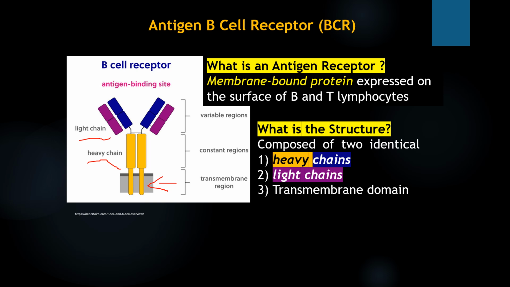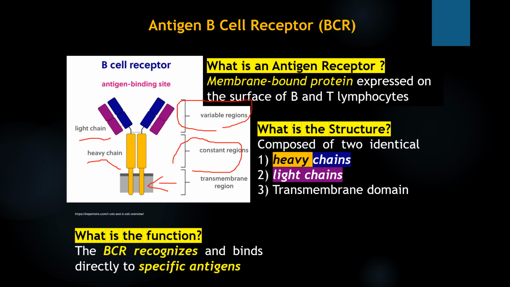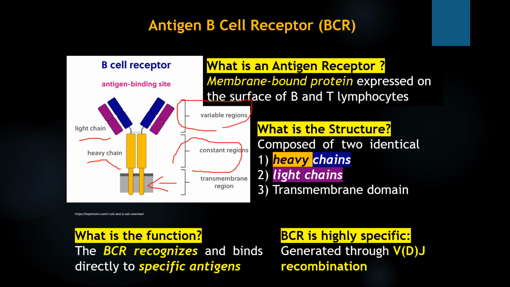And remember, you can also divide it by a constant region, that is the one that is not going to change, and a variable region. And as I said before, why is this a variable region? Because it's the one that needs to be changing to adapt to the changes and mutations in the antigen, so it attaches properly. And what is the function? It is to recognize and bind directly to the specific antigens. And as I said before, it is highly specific. And how is that? Through the process that I told you, that is the VDJ recombination.